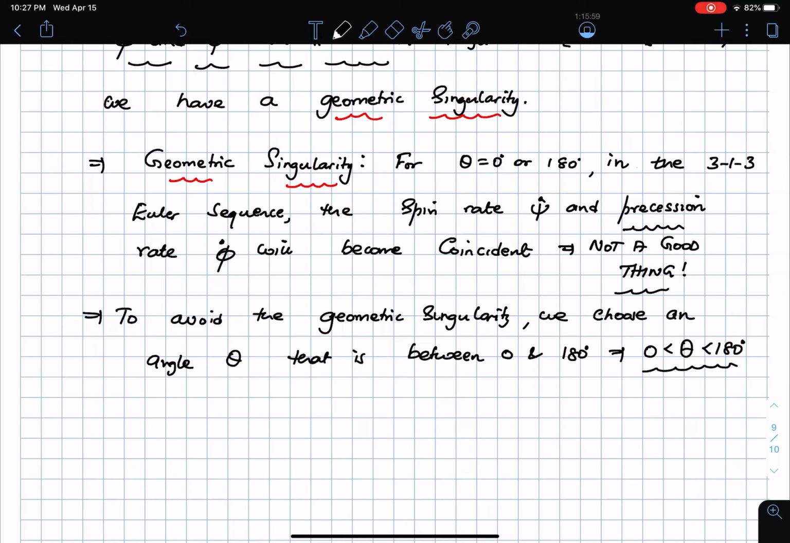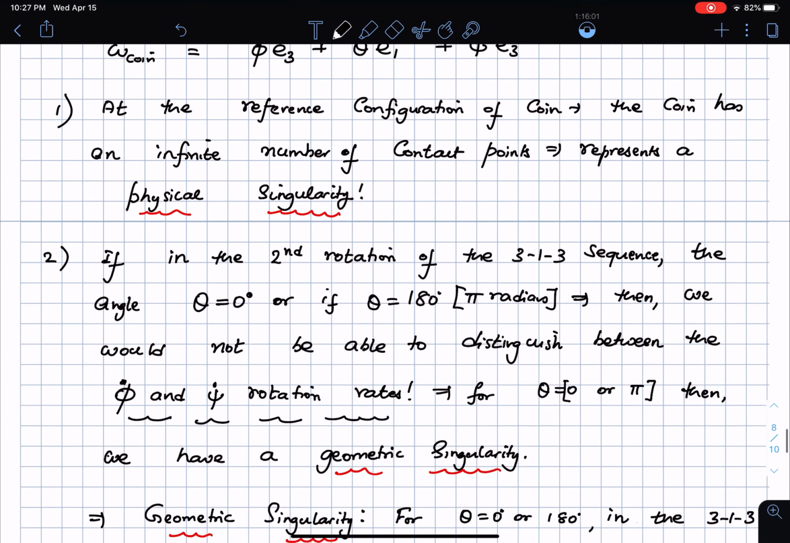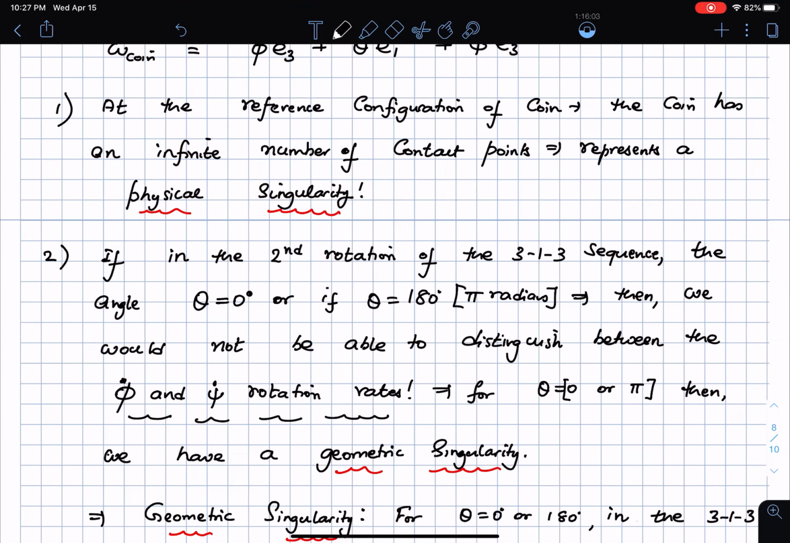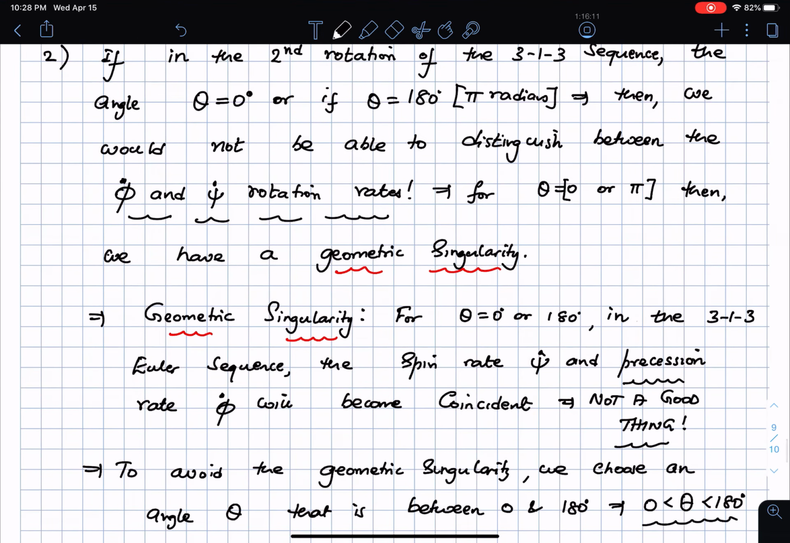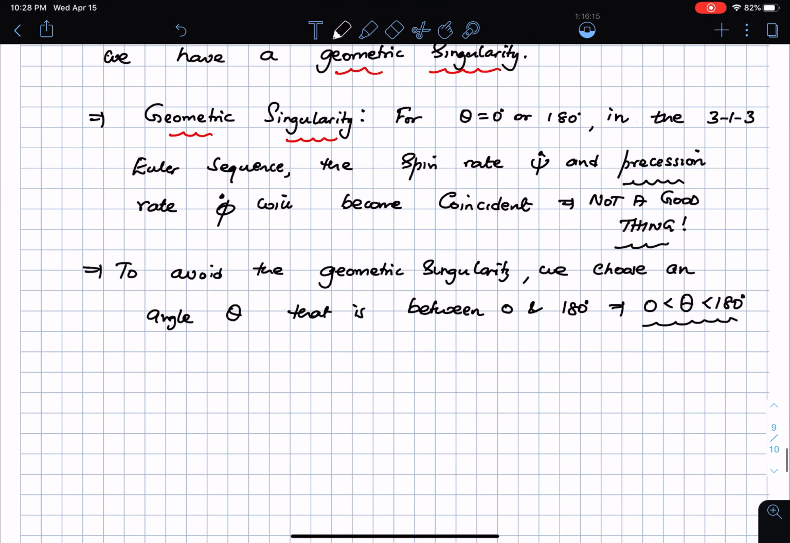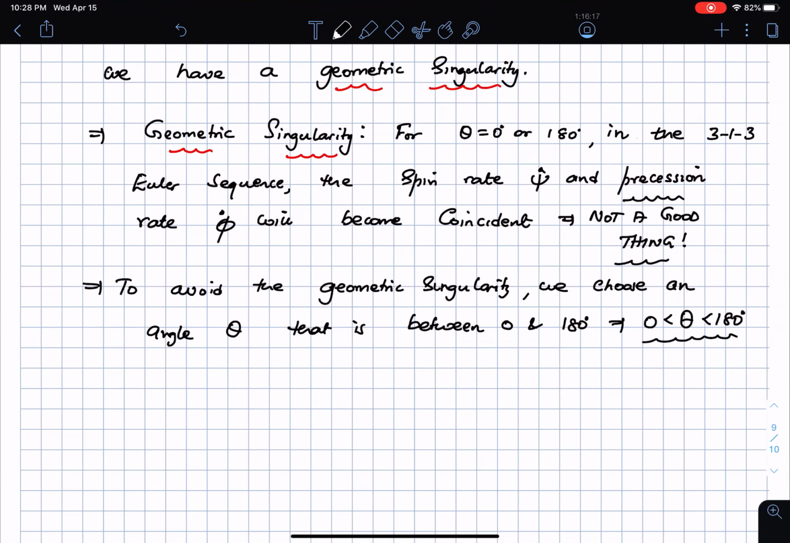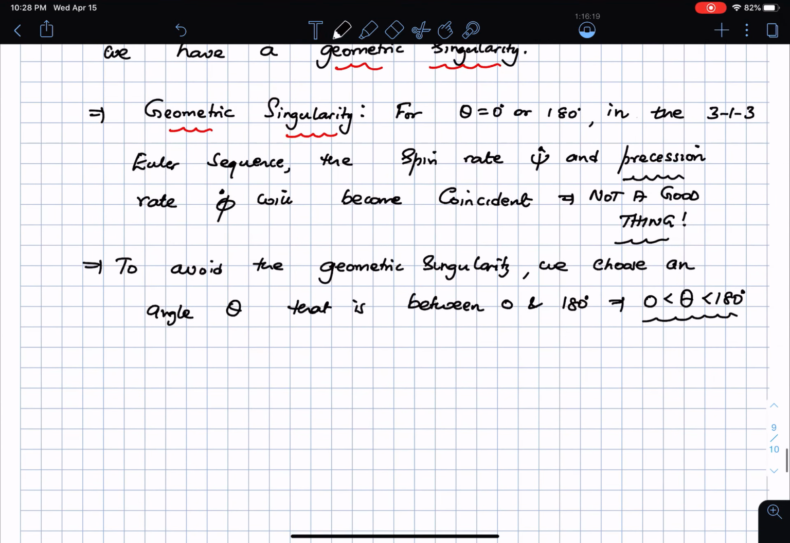Okay, so the two things that we have discussed here are the physical singularity, where we say that in the reference configuration the coin is going to have an infinite number of contact points. That is not a good thing for us. Then we have the geometric singularity, where the spin and the precession rates become the same. That is not something that we would like to have as well. So going forward, what are the things that we want to see?